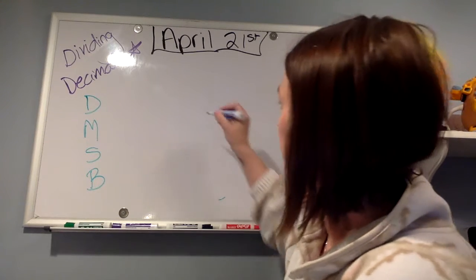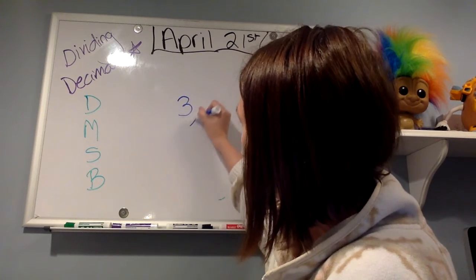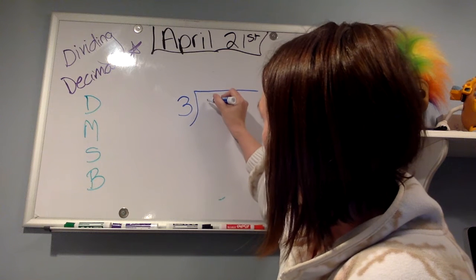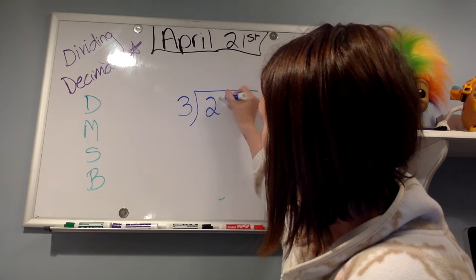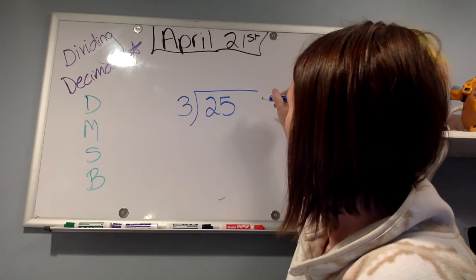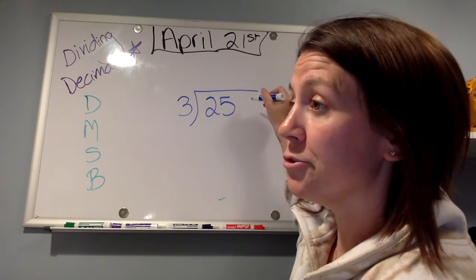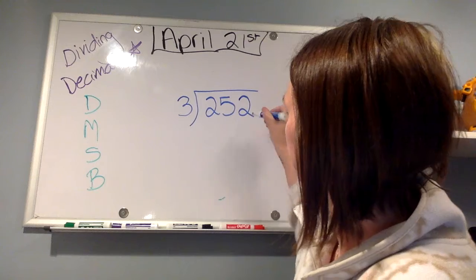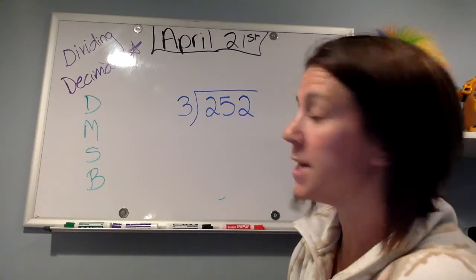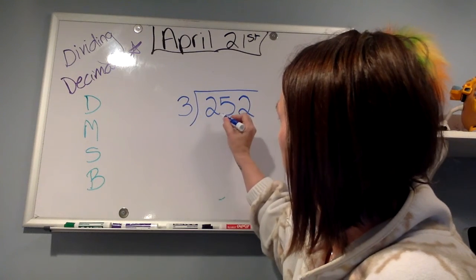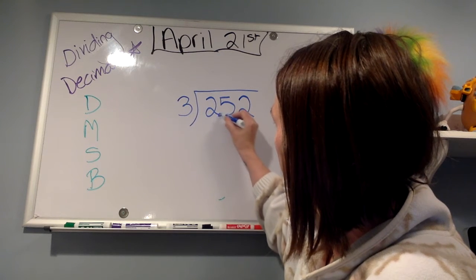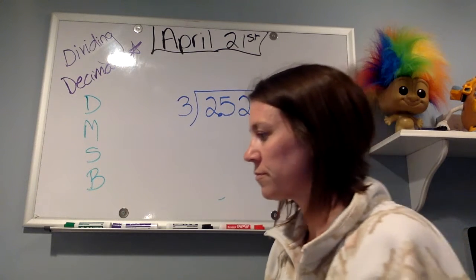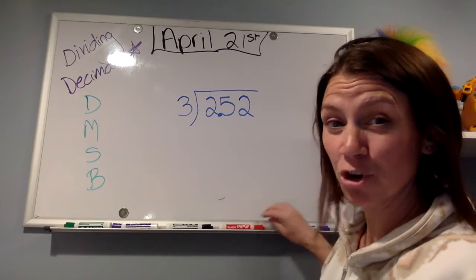All right, let's see. Let's put a 3 on the outside. And how about 2, 5, 2? Okay. And I'm going to stick my decimal, let's stick it right here. Okay. So I'm pretending there's no decimal.